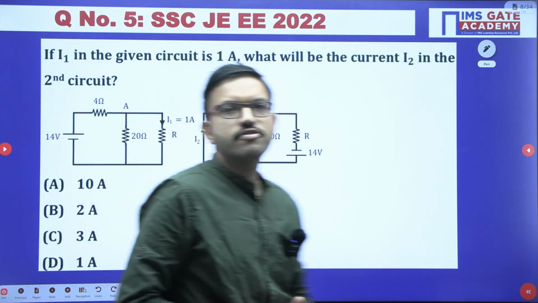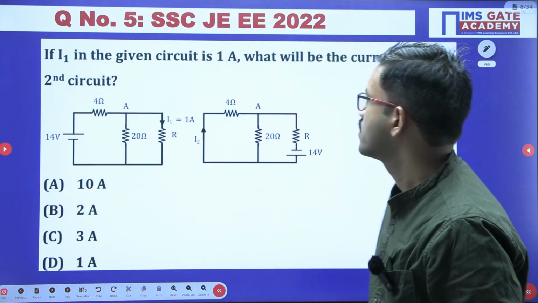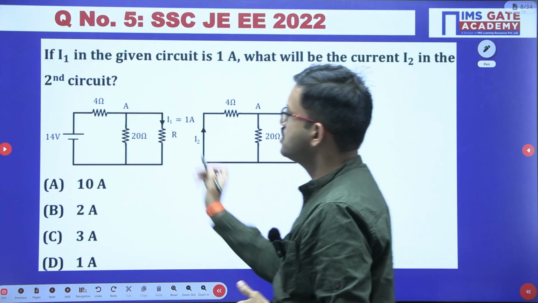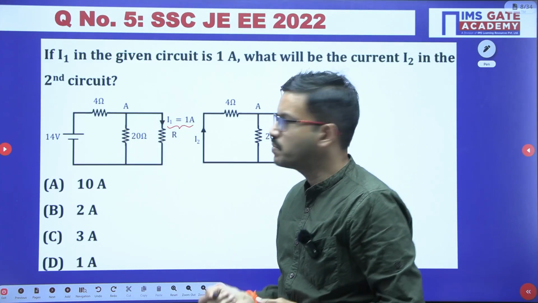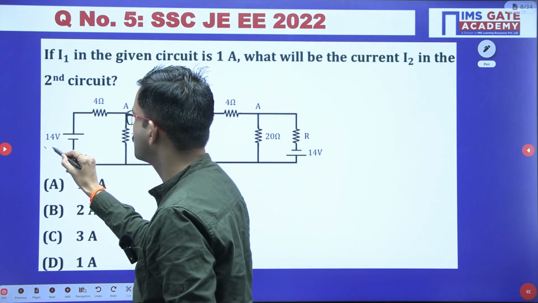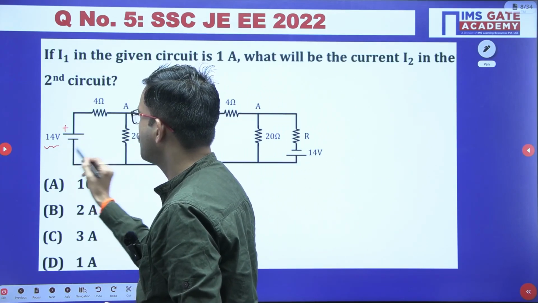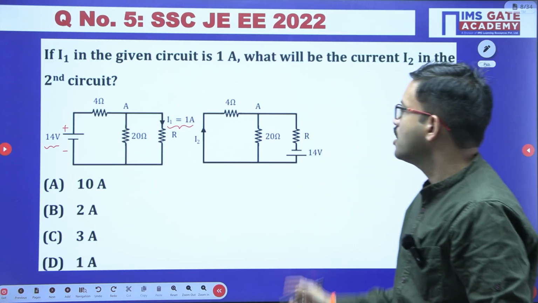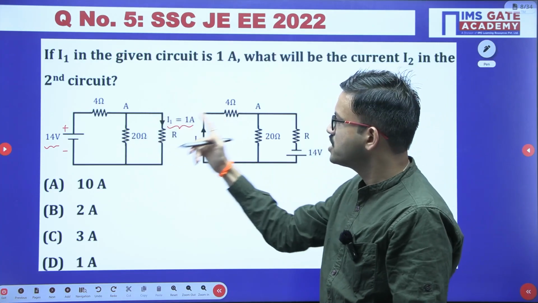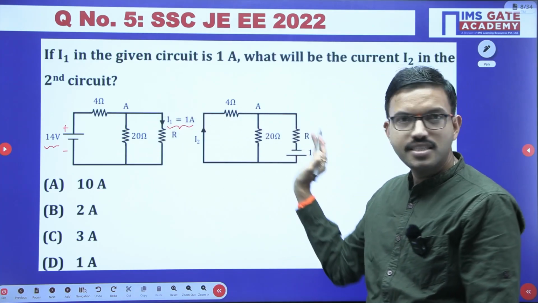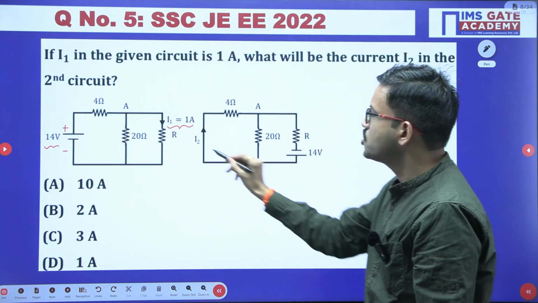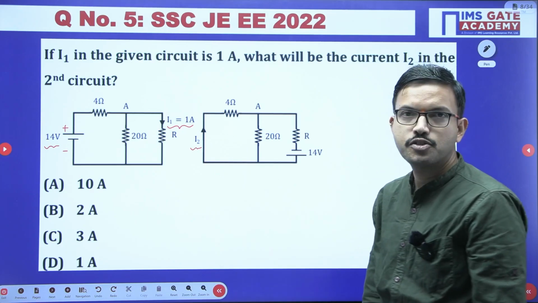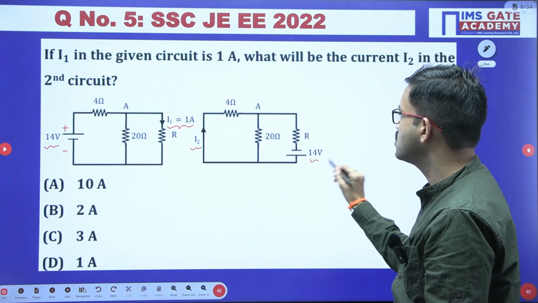Similar question, all of you give a try. In this circuit diagram, they have given the response as 1 ampere because of this particular voltage source, 14 volt. Here you have plus minus polarities. Now you have a 4 ohm resistor, 20 ohm and then R as it is, but they have interchanged the source and response. In this question you have to calculate the current I2 because of this voltage source 14 volt.